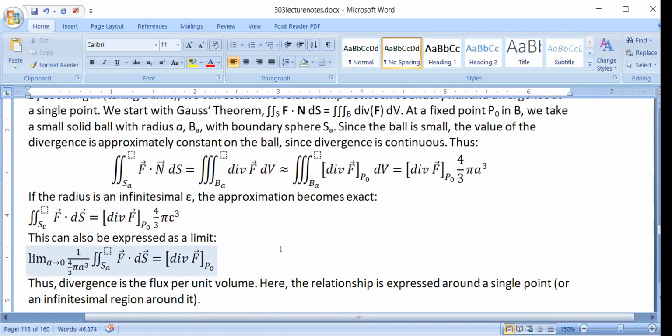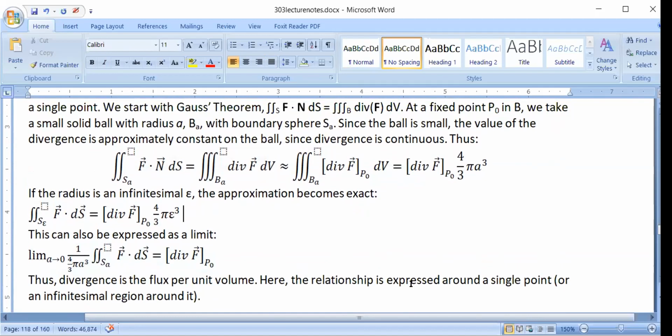And here we're talking about the relationship, but only at a single point. So divergence is the net flow out. Flux captures that on the surface. Okay. So that's the idea. That's another way to think of what is divergence, what is flux, and what's the relationship between them. And Gauss's theorem gives you that relationship.